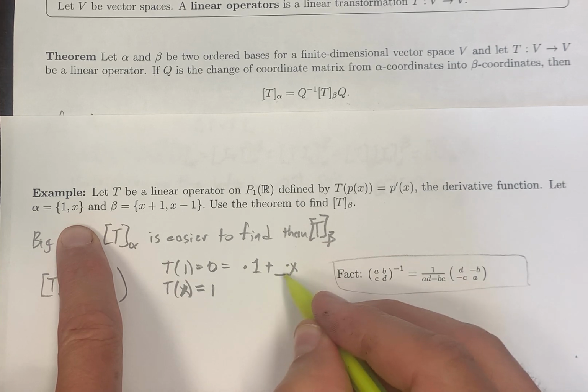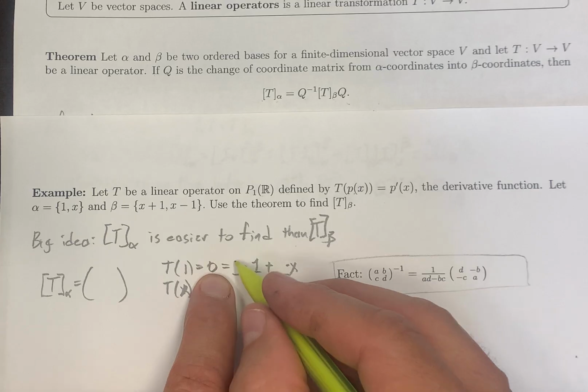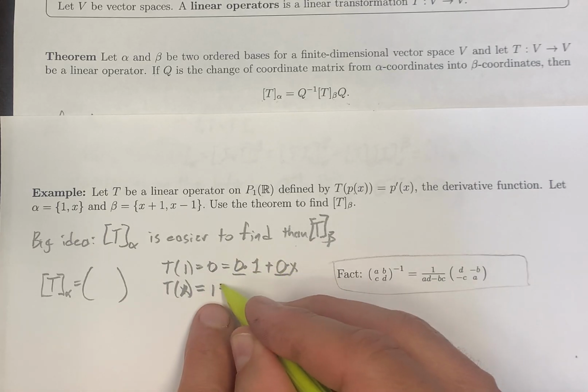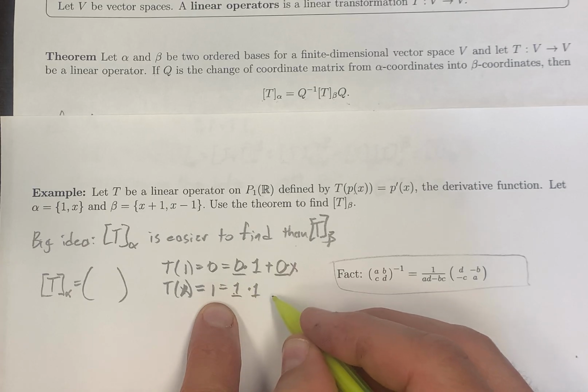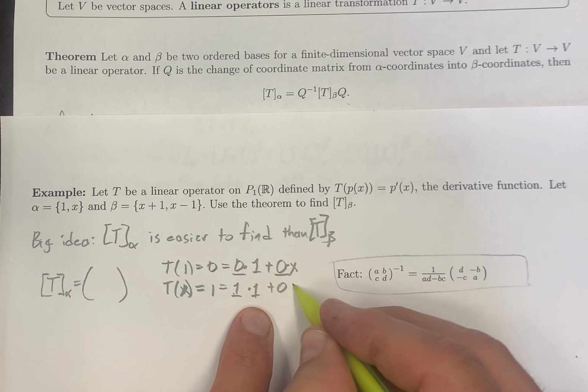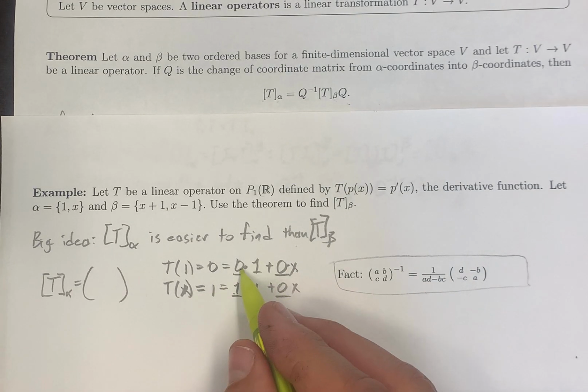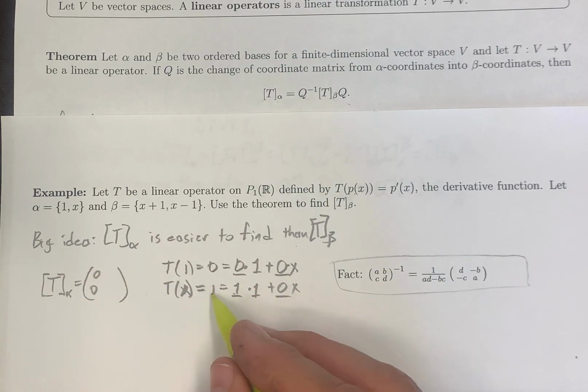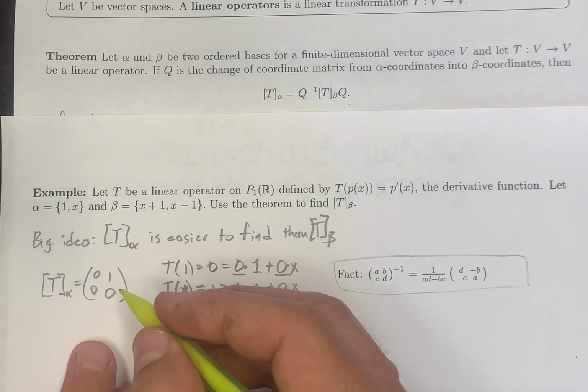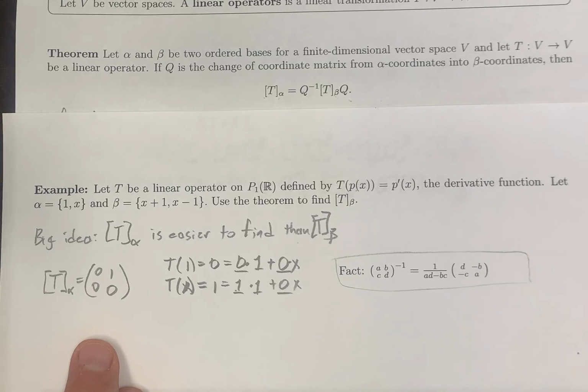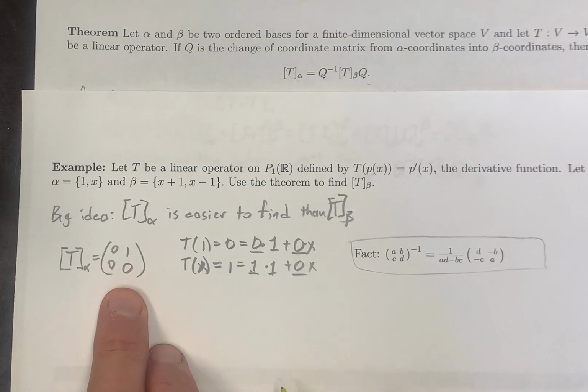Gee, how many 1s is 0? How many x's is 0? 1, that's 1, 1, and 0 x's, right? So what's the matrix? 0, 0 is my first column, 1, 0 is my second column, right? Okay, so that's this representation.